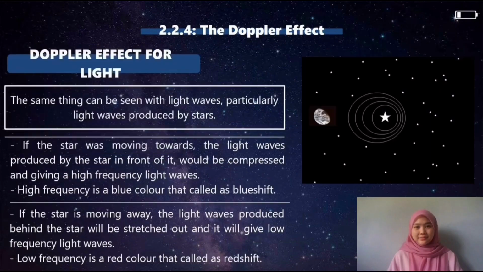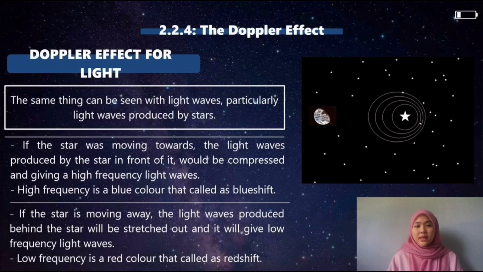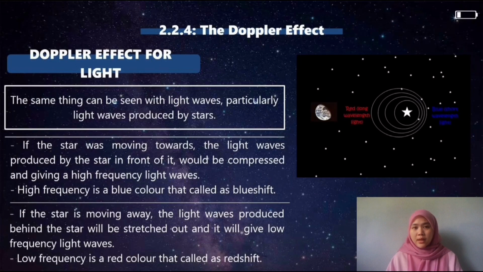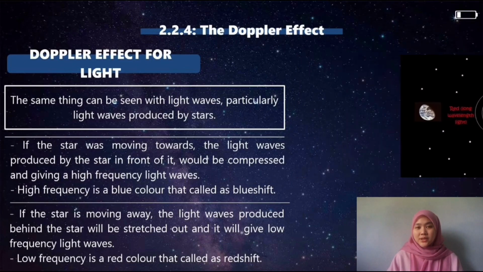So that's it. The same thing can be seen with light waves, particularly light waves produced by stars. For an observer, if a star is moving towards them, the light waves produced in front of the star will be compressed together, giving a high frequency light wave. High frequency visible light is a blue color, which we call blue shift. But if the star is moving away from an observer, the light waves produced behind the star will be stretched out, giving a low frequency light wave. Low frequency visible light is a red color, which we call redshift.